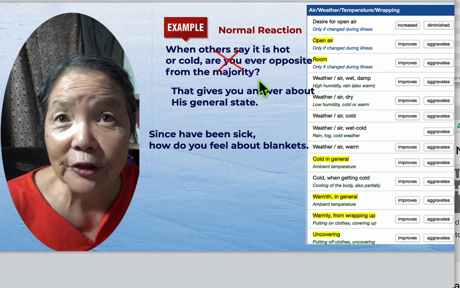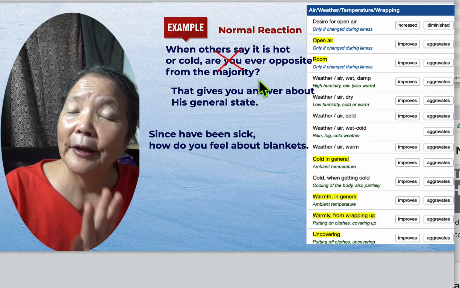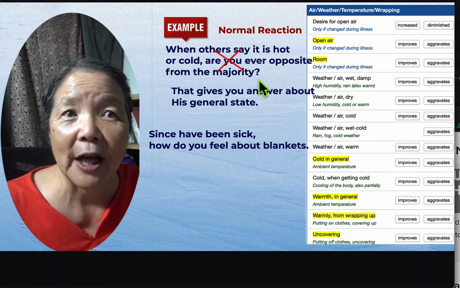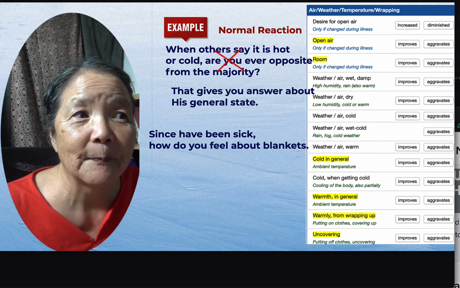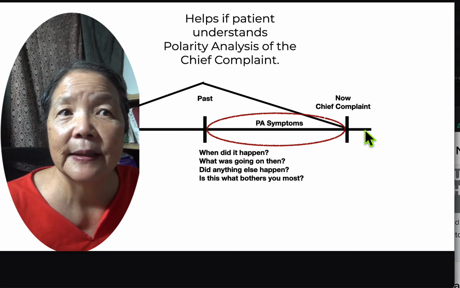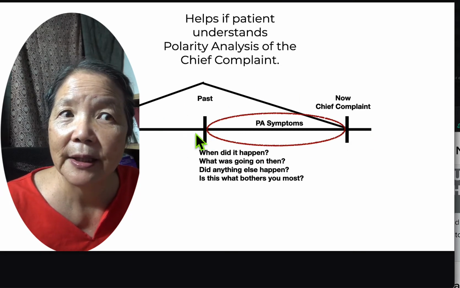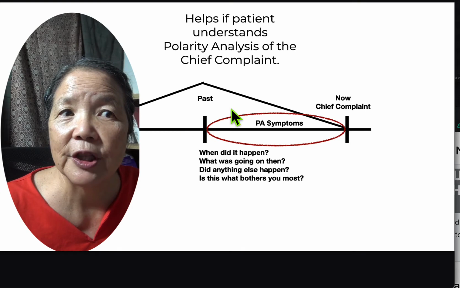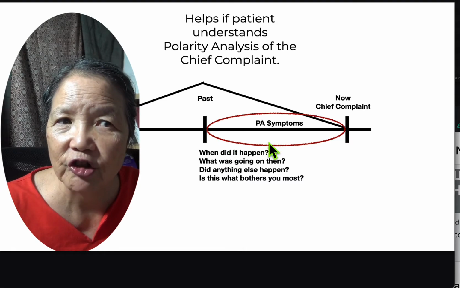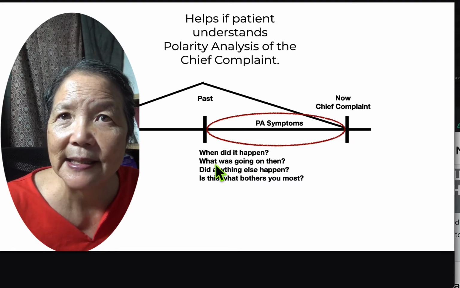So encourage the patient to tell you about the contrast. Always keep this map in mind and keep on reminding the patient that this is what you're doing. You want to know what has changed since the crisis.